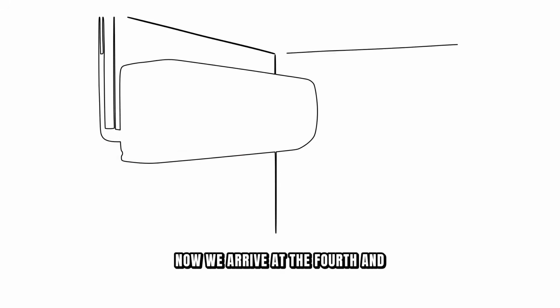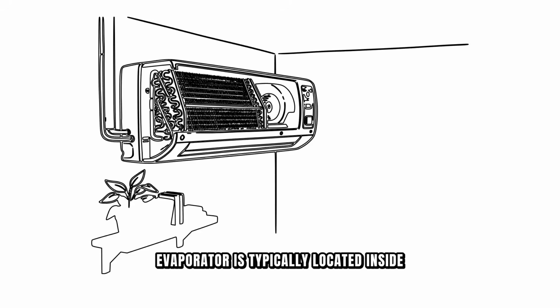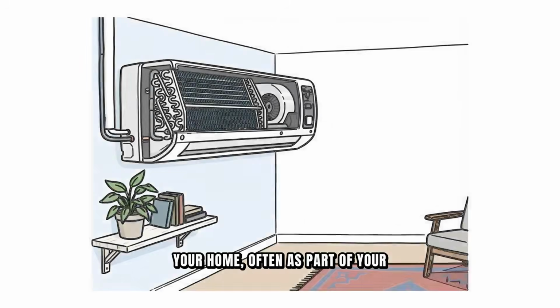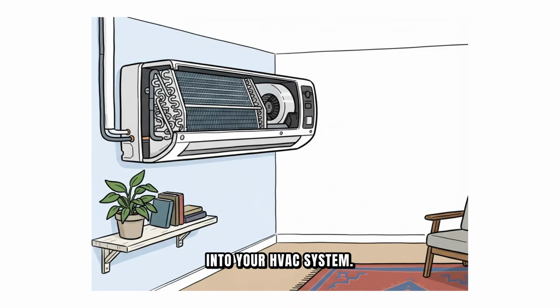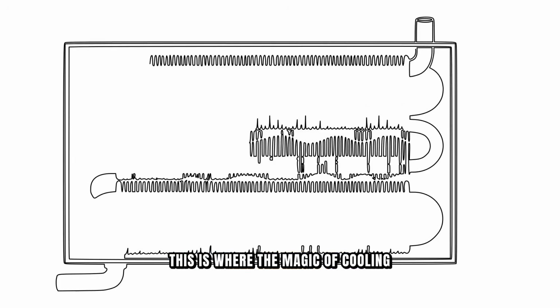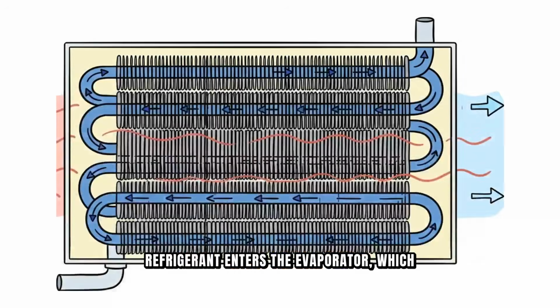Now we arrive at the fourth and final component, the evaporator. The evaporator is typically located inside your home, often as part of your indoor air conditioning unit or integrated into your HVAC system. This is where the magic of cooling actually happens. The cold, low-pressure refrigerant enters the evaporator, which consists of tubes surrounded by fins.